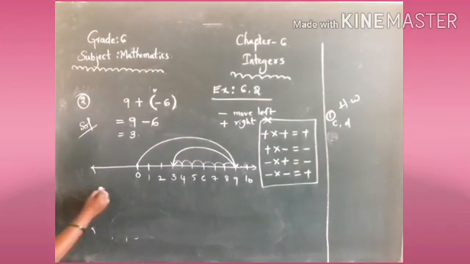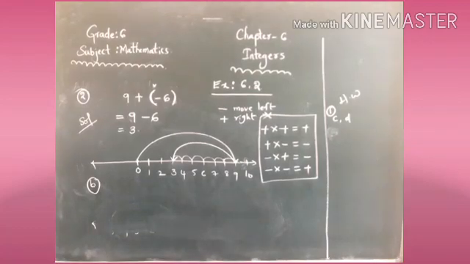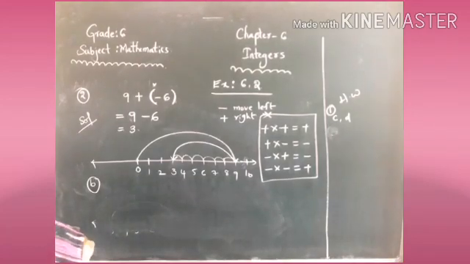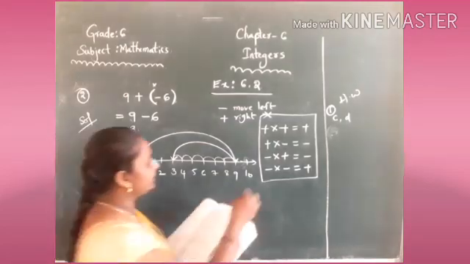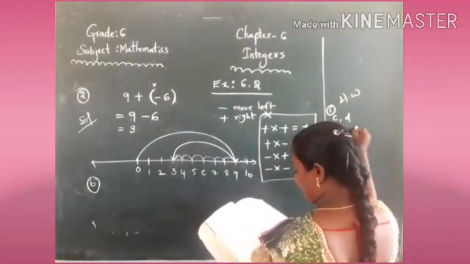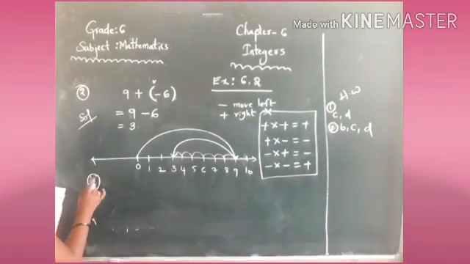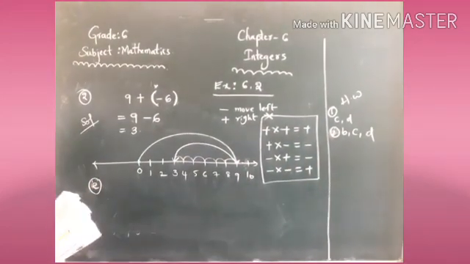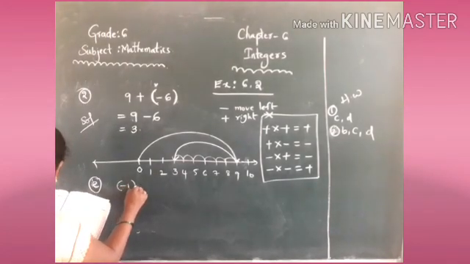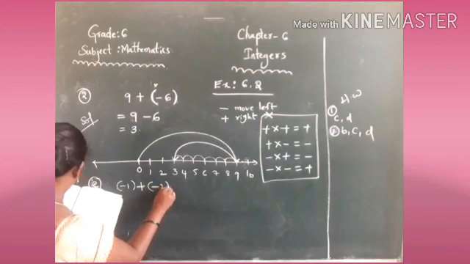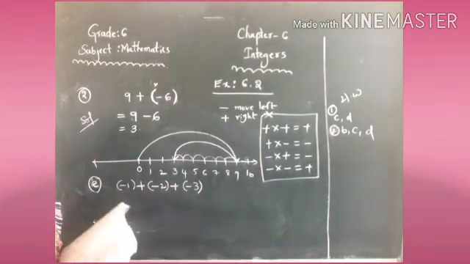Right. And the next one, B1 easy, B1 you can do, C1 also, B, C, D very easy. So now I explain the E problem. That is minus 1 plus minus 2 plus of minus 3.